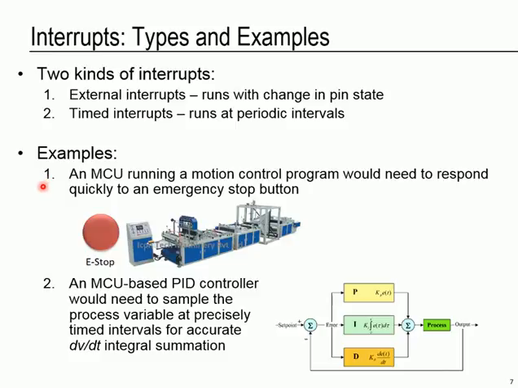First example, external interrupt. The MCU can be running a motion control program, maybe running this factory machine here. Perhaps a bit of an exaggeration, but let's say that we are running this machine and someone hits the emergency stop button. It's necessary to handle that quickly and to stop the motor, stop the machine quickly. So the e-stop might be connected to an external interrupt. Second example is a timed interrupt. Maybe a PID controller handling some motion control, such as what's shown here on the right, but won't be explained in detail here. A PID controller would need to sample whatever it is that we're controlling, whether it's the speed or position or temperature. You need to sample that process variable periodically at timed intervals for accurate integral versus time summation.